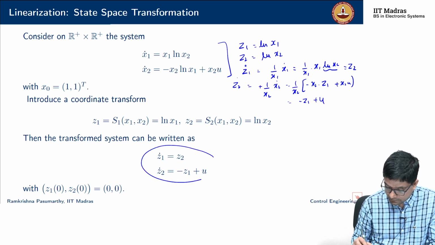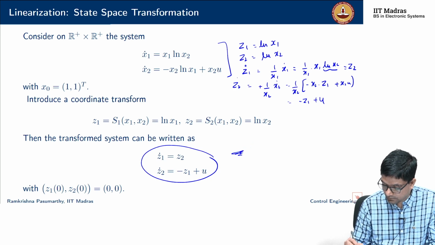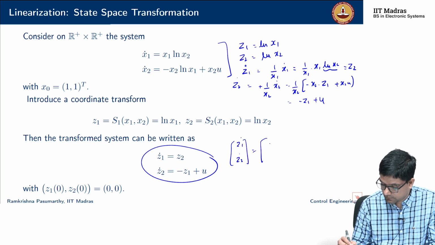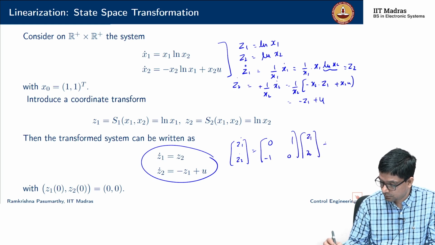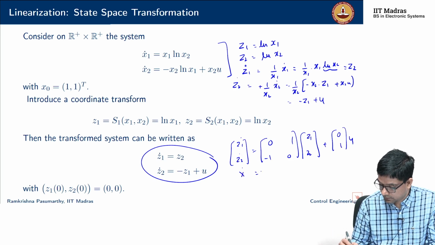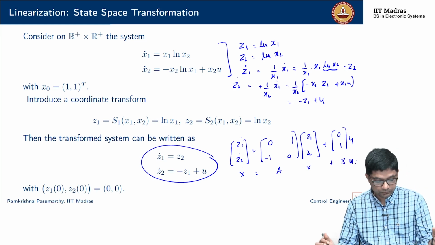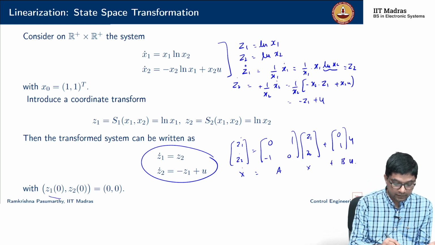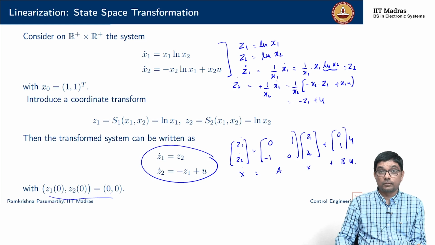Okay, so this is nice. This is in my familiar territory. A system of the form z1 dot, z2 dot is 0 1 minus 1 0, times z1 z2, plus 0 1 times u, right, of the form x dot is A x plus B u, okay, with again the equilibrium being at 0 comma 0.